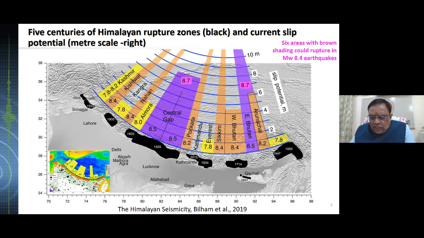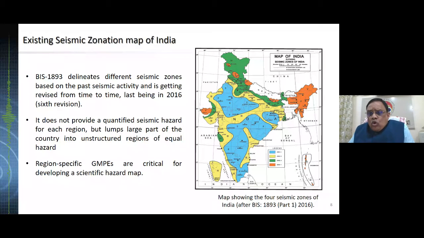The most devastating past earthquakes in the region include Kangra, MW 8.6, which you can see in some of those colors; Bihar, Nepal, 1934, MW 8; Assam, 1950, MW 8.7; Uttarkashi, 1991, MW 7.1; Chamoli, 1999, MW 6.5; Gorkha, Nepal, 2015, MW 7.8, etc. I can go on. 4 earthquakes with magnitude exceeding 8 have occurred in the Himalayas in the span of 53 years between 1897 and 1950. However, our existing code, which is after 2016, Part 1, is still based on delineating different seismic zones based on past seismic activity and is getting revised from time to time.